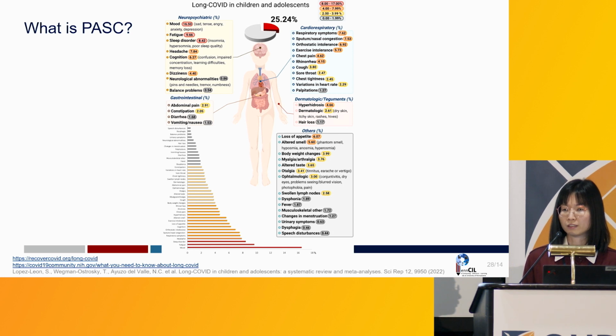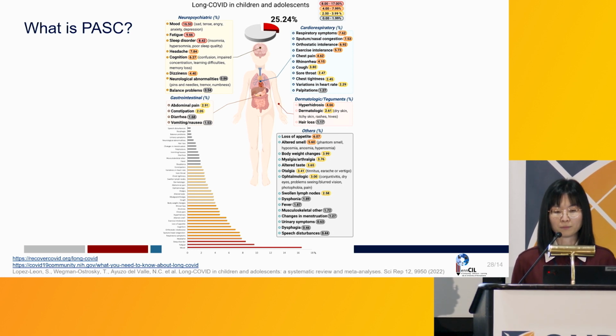Also, from one of the systematic reviews of long COVID in children and adolescents, the prevalence of PASC symptoms and conditions is around 25%. Although children and adolescents have fewer instances compared to the adults in long COVID, they can pose greater disease burdens as their parents have to provide ongoing care for them.